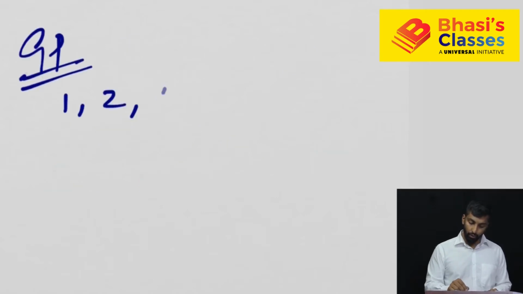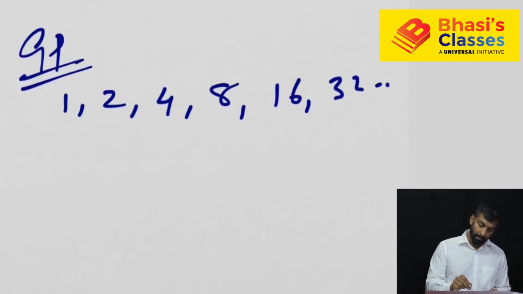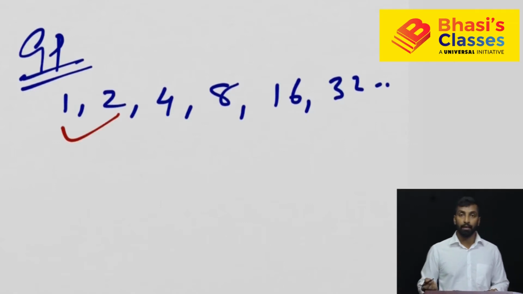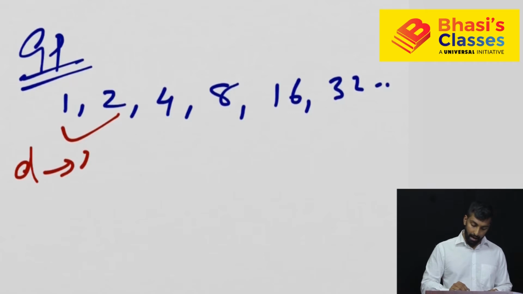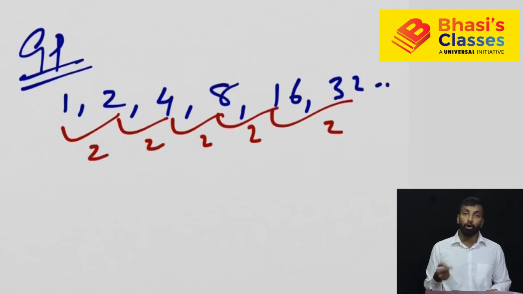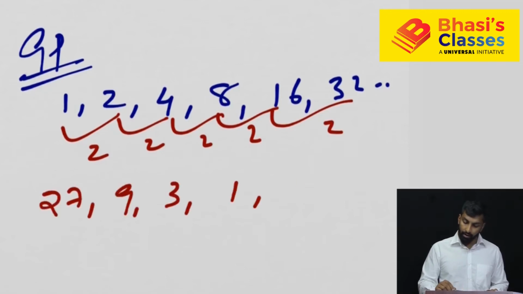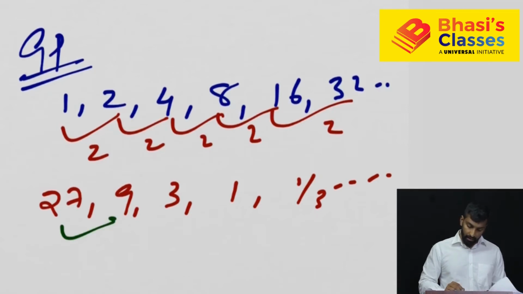Now what about GP, geometric progression? What is a GP? 1, 2, 4, multiples of 2; here I am going to write 8, 16, 32, etc. It will go on. Here instead of common difference you say common ratio, so instead of d it becomes r. What is r here? 2. Here also 2, here also 2. Or another one I can write is 27, 9, 3, 1, 1 by 3, etc. So what is the common ratio here? 1 by 3.